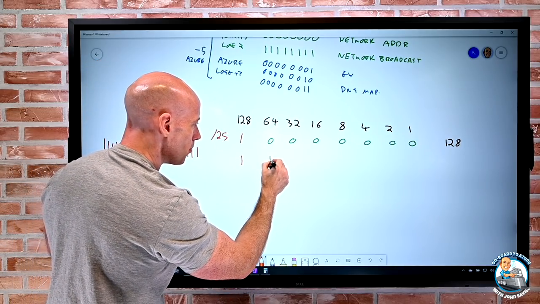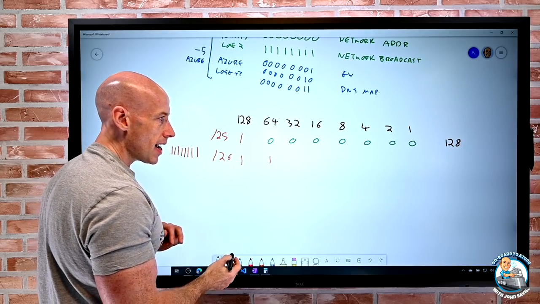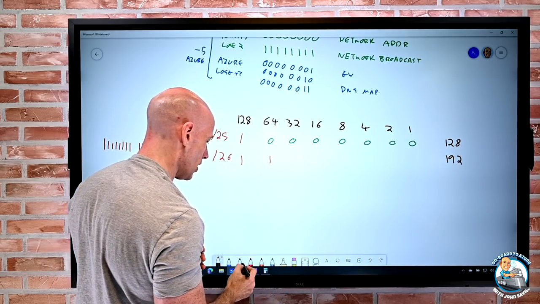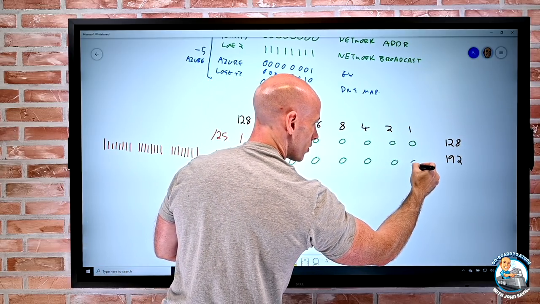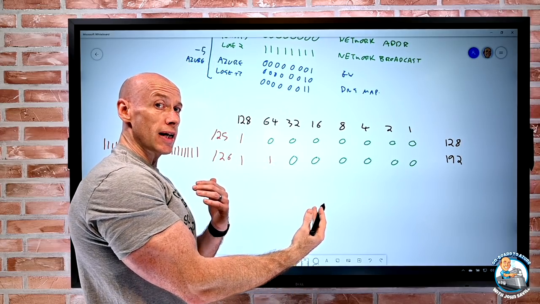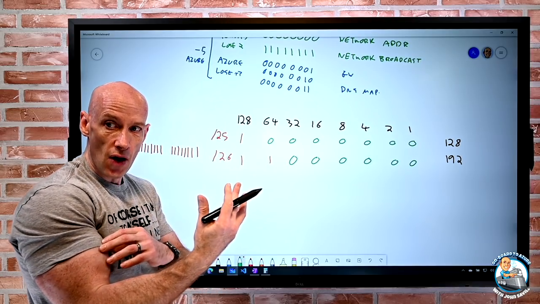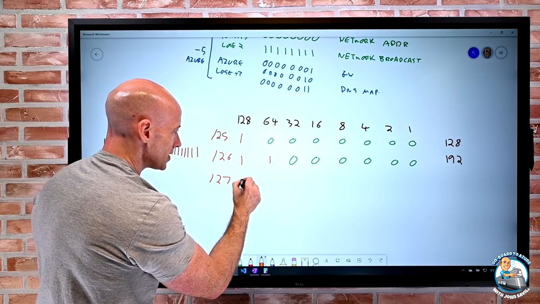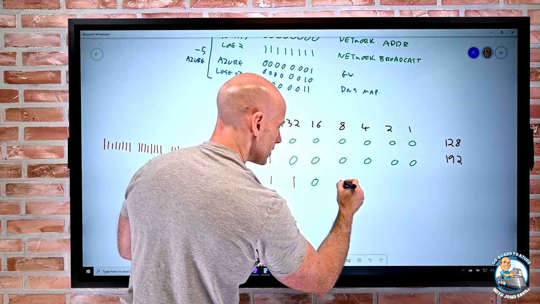Likewise, I could borrow even more bits. So this could be a slash 26. That equals 192. And again, we're losing even more bits that we can now use for the host space. Now my host space, I'm left with 0 to 63. So again, 64, but usable will be 59 now, because again, I lose 5 in Azure. I can keep stealing. I'd say, well, I actually want a 27, because I need smaller and smaller subnets.